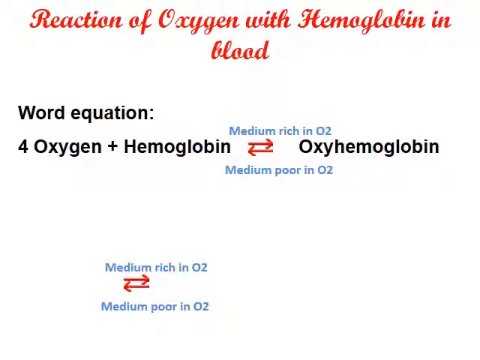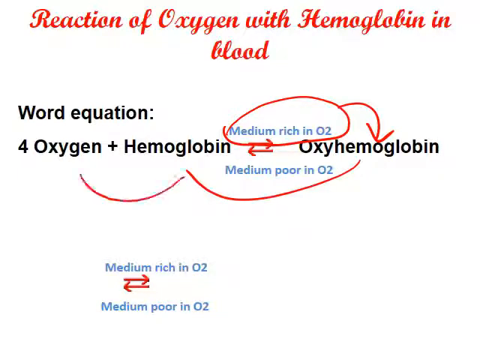Here is the general equation: 4 oxygen plus hemoglobin. If a medium is rich in oxygen, they're going to give oxyhemoglobin. If a medium is poor in oxygen, oxyhemoglobin is going to give hemoglobin plus oxygen. This is the general equation.